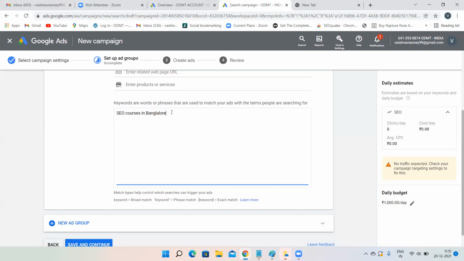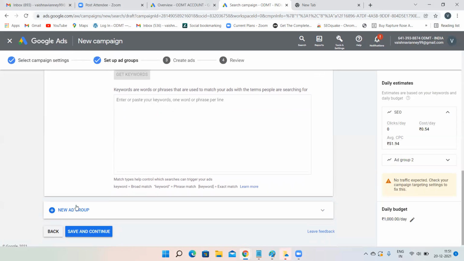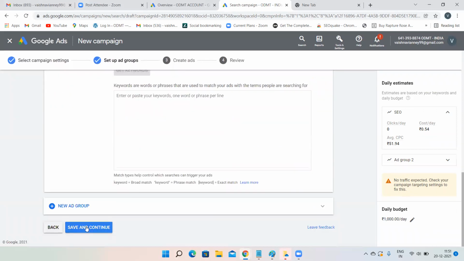What happened? My spelling is wrong. Now, SEO courses in Hyderabad, SEO training in Hyderabad. As of now, I'm not giving many keywords over here because our topic is keyword match types. If you want a new ad group, click on new ad group, then create a new ad group for Google Ads. As of now, I'm not creating any ad group.